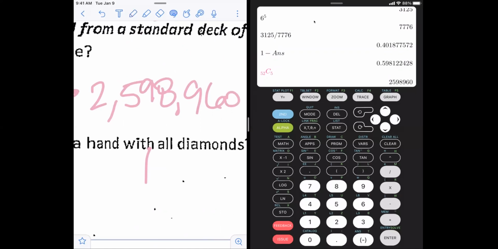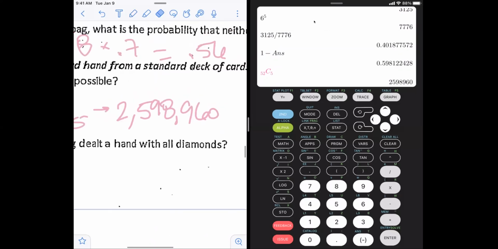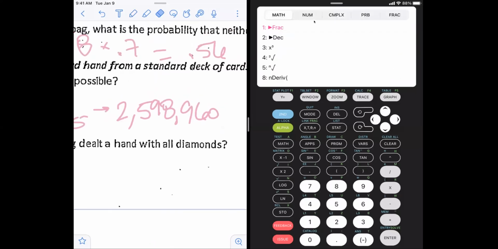How did you get this? You press math, and then you scroll all the way over to PRB, and the third one says nCr. Sometimes you have to put the number first, so I might have to type 52 and then come find this one. If you have any question on how to enter that in, definitely come ask me.